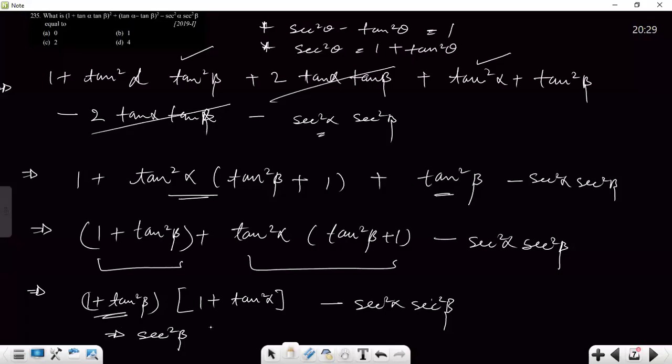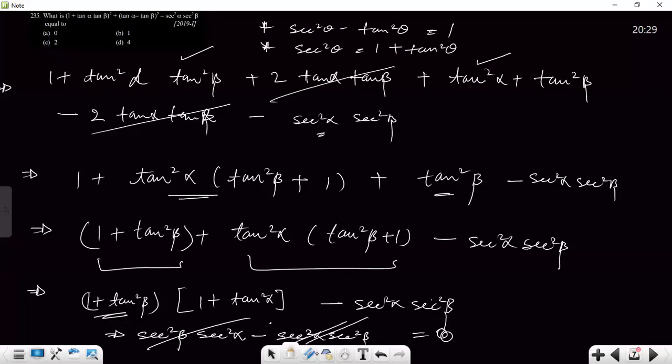1 plus tan square alpha will be sec square alpha, minus sec square alpha, sec square beta. This term cancels this term. The answer comes out as 0. So option number A becomes the correct option. Is this clear? Are there any questions?